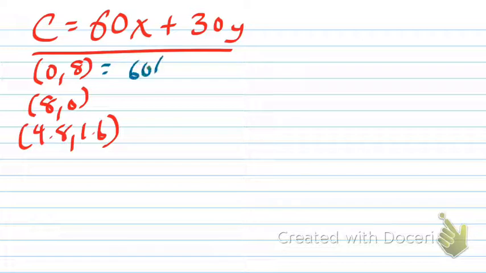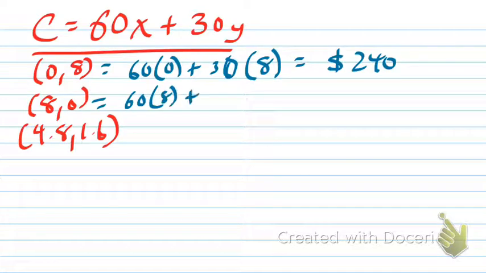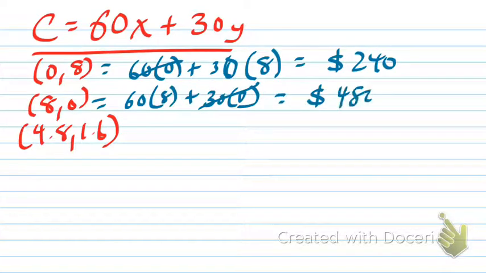That'd be 60 times 0 plus 30 times 8. That would give me $240. Then 8, 0 would be 60 times 8 plus 30 times 0. That cancels like that one did. And you would get 480.